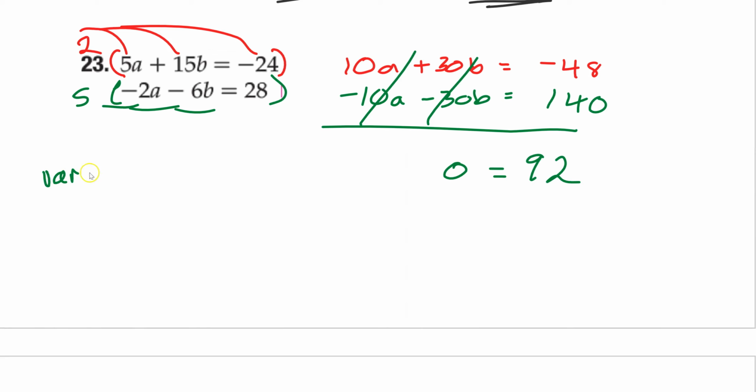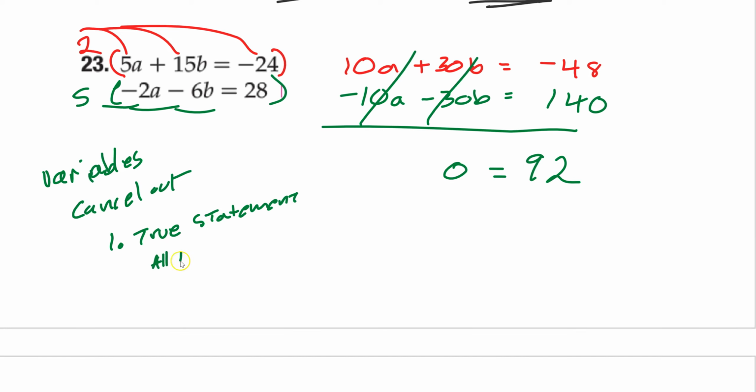When the variables cancel out, you have two options. Option 1, you have a true statement, which we do not have here. That's false. 0 does not equal 92. But if you have a true statement, then your solution is all real numbers. Option 2, we have a false statement. That's like what we have here. 0 does not equal 92. That's false. In that case, there is no solution.